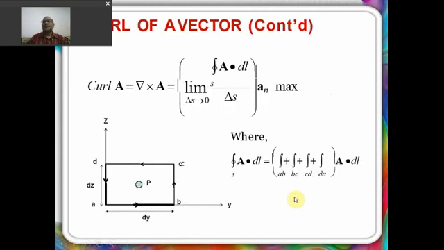So it's a very interesting part. The curl of a vector is defined through the line integral of A dot dl, where A is the vector field.